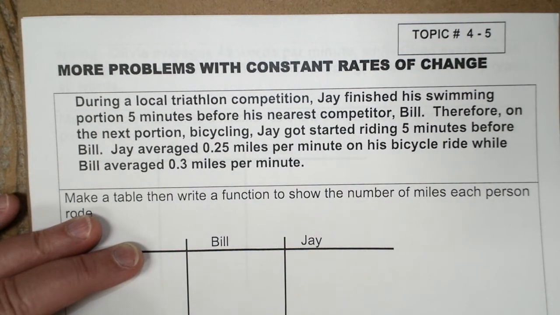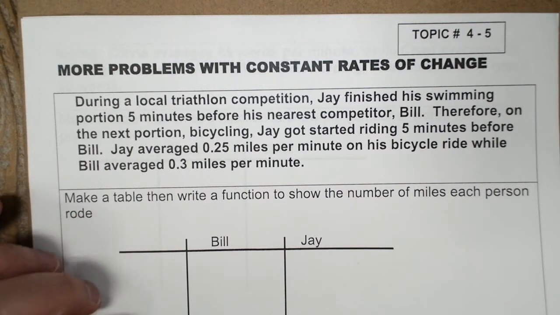During a local triathlon competition, Jay finished the swimming portion 5 minutes before his nearest competitor, Bill. Therefore, on the next portion, bicycling, Jay got started riding 5 minutes before Bill. Jay averaged 0.25 miles per minute on his bicycle, while Bill averaged 0.3 miles.